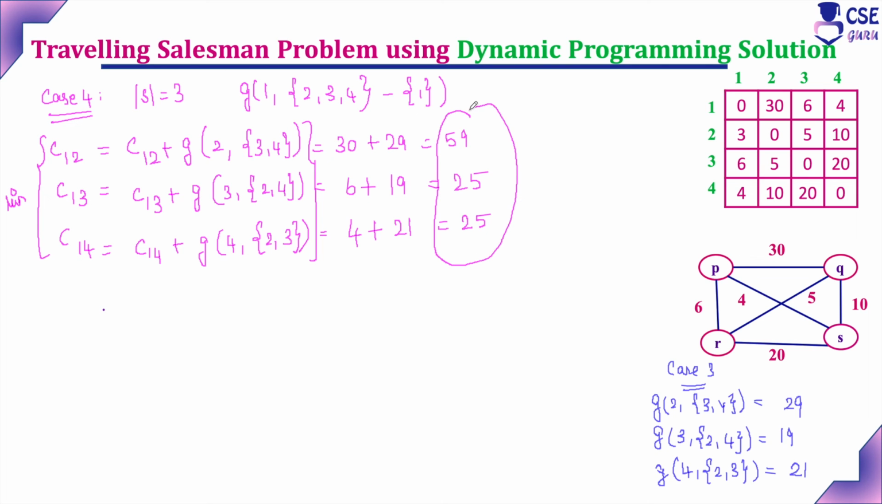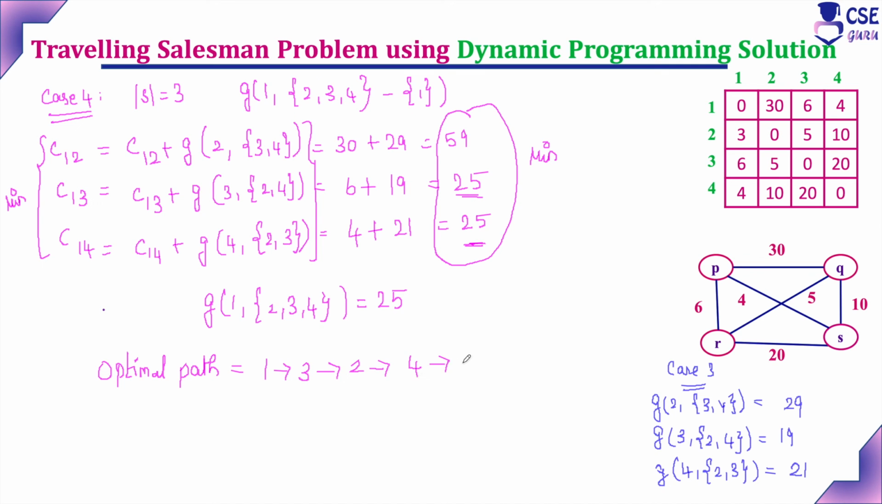So here we have to take the minimum out of these. Both these two parts will give the minimum cost, so the traveling salesman may choose any one of them. So G of 1, starting city is 1, then 2, 3, 4. What is the cost? Minimum cost is 25. And the optimal path, if we are considering, is 1 to 3, 3 to 2, 2 to 4, and 4 to 1.